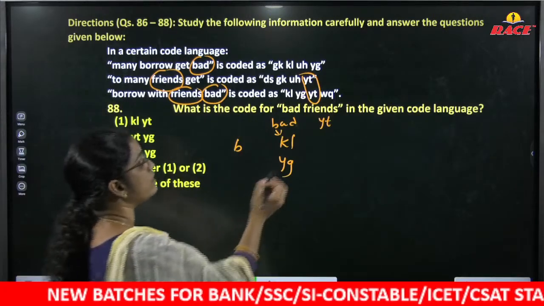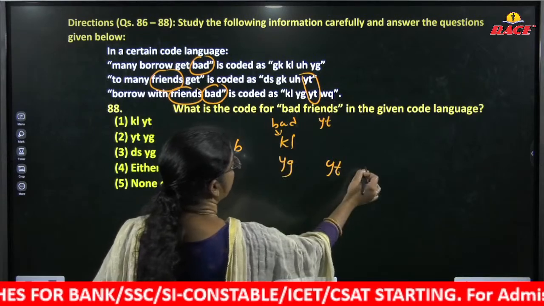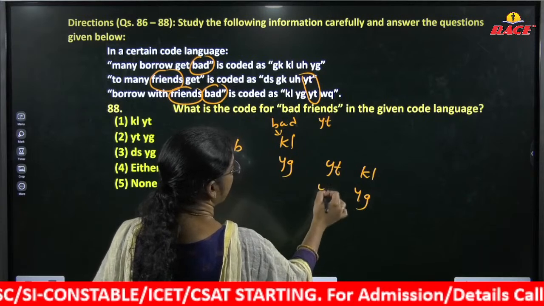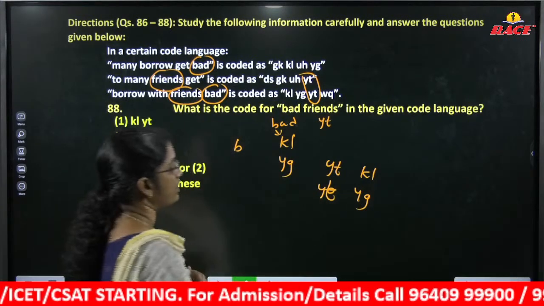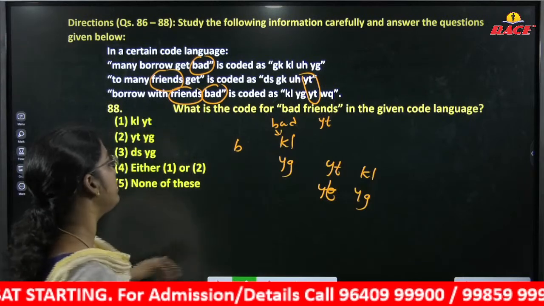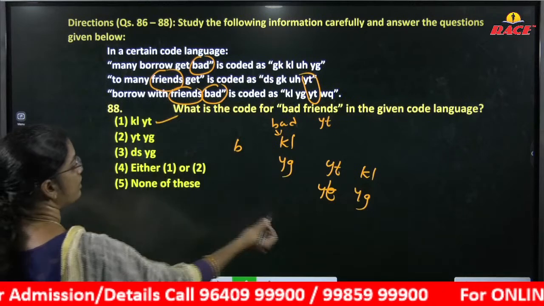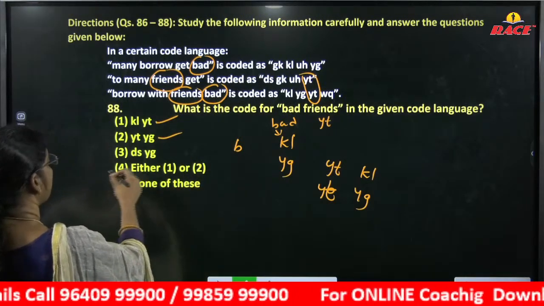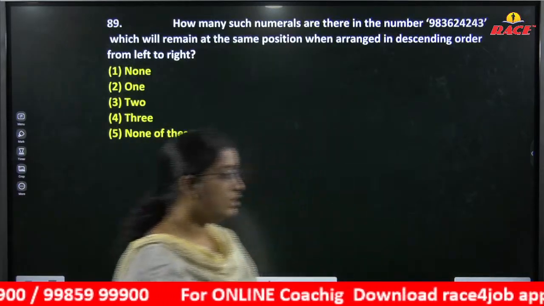That means definitely we need YT in our option, but in the second place we need either KL or YG. So the answer chances are YTKL or YTYG. YTKL, yes, that is present in our first option. YTYG, yes, that is in the second option. So here we are having an either-or case in the fourth option. So definitely the answer is option 4. Okay, next question.